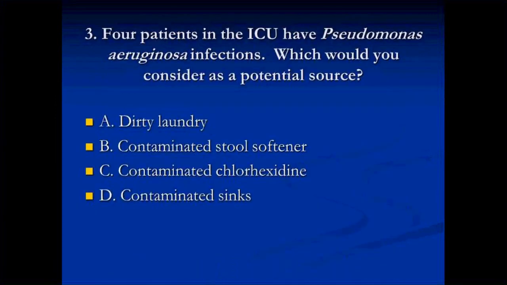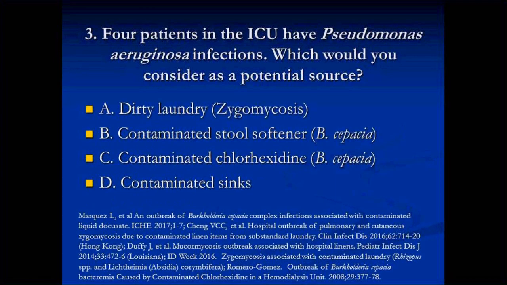Okay, so the next case. You have four patients. We'll change gears a little. So we have four patients in the ICU with Pseudomonas infections. Which would you consider as a potential source? Is it dirty laundry, contaminated stool softener, contaminated chlorhexidine, or contaminated sinks? And so all of these are potential sources of infection.